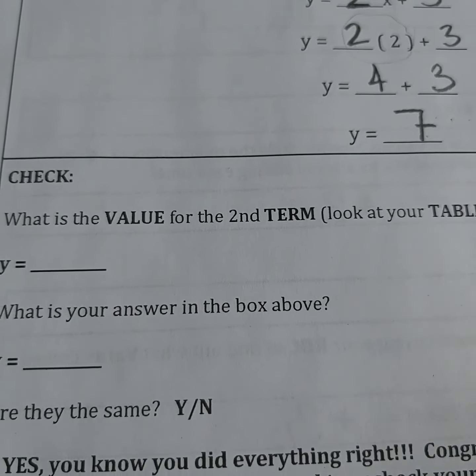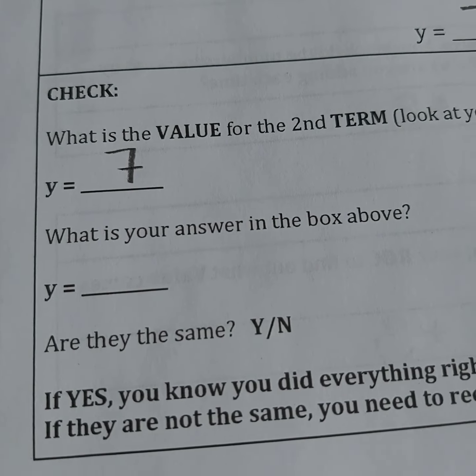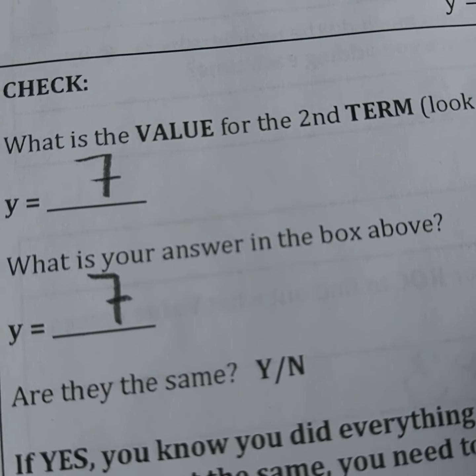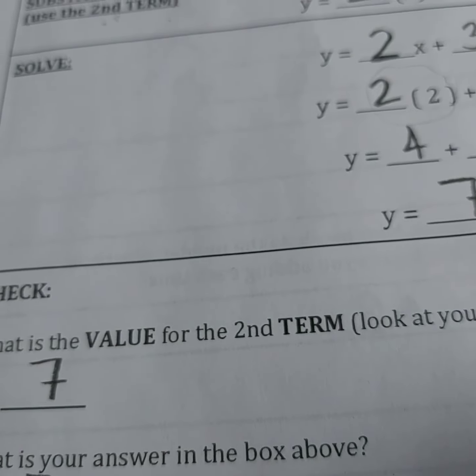We've proven it. So what's the value from the table? 7. What's the answer in this box? 7. Are they the same? Yes. That means we did everything right.